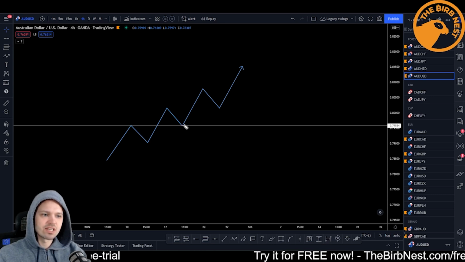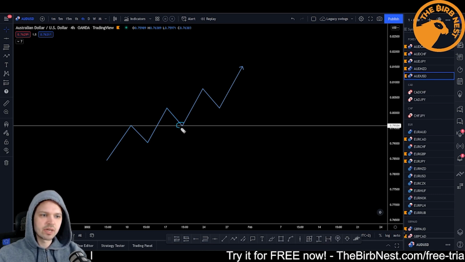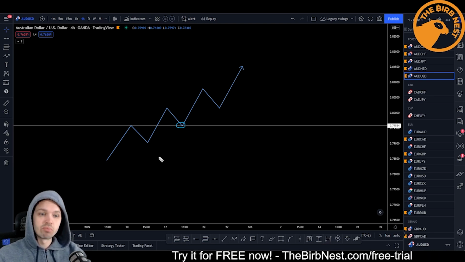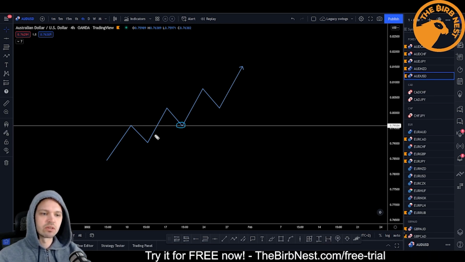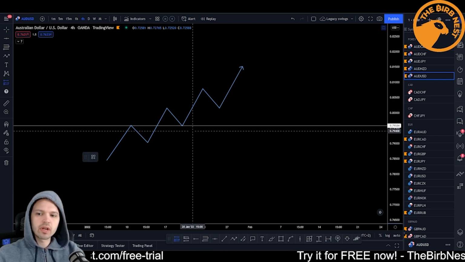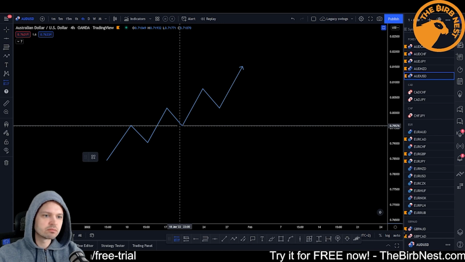So the invalidation of the trade where you enter here would obviously be where the trend is breaking, when market structure is breaking, which is obviously this low right here. So let's say you enter here. You want to have your entry right here.